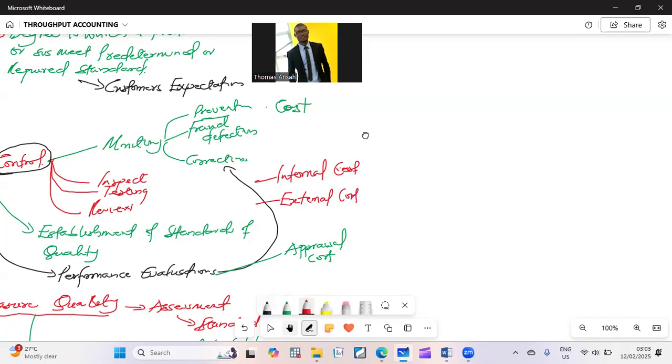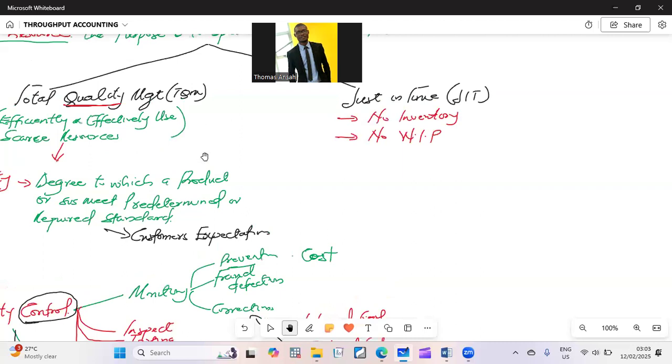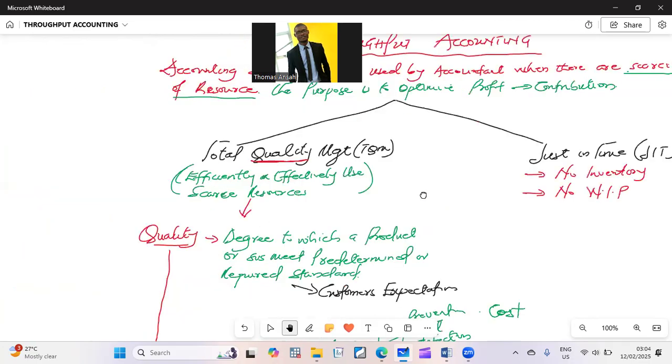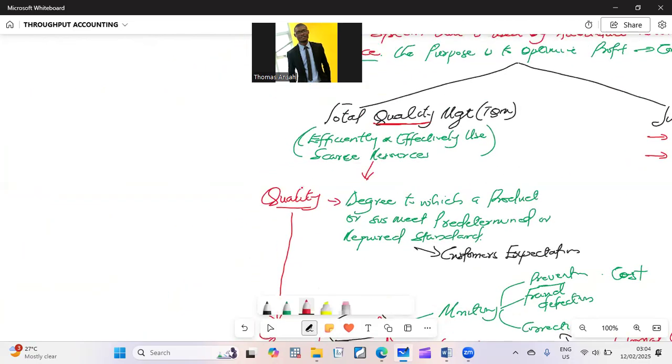So when we talk about total quality management in throughput accounting, all that we are saying is that there has to be a form of quality inside an entity's actions. You must adhere to quality. You must embrace quality. And it is a continuous production process. So as you continue to produce, things must be done in the right step so that you don't lose customers out of it.